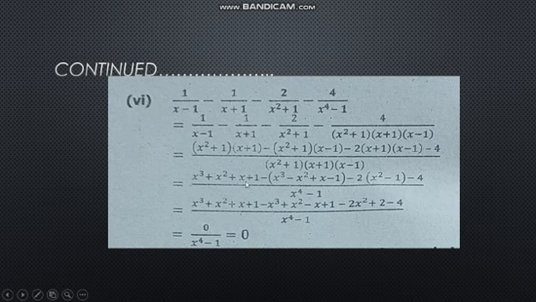By multiplying these two terms, I will get x cube plus x square plus x plus 1 minus, I will multiply these two terms, I will get x cube minus x square plus x minus 1, and minus 2 into, using the simple formula, (x plus 1) into (x minus 1), which is x square minus 1, minus 4. After opening the brackets and multiplying with the minus sign, all the terms will cancel each other, and my answer will be 0. See here, x cube and minus x cube will cancel each other, and this plus x square will be 2x square, and this plus 2x square will cancel minus 2x square. Same is the case with all other terms; all the terms will cancel each other and the answer will be 0.